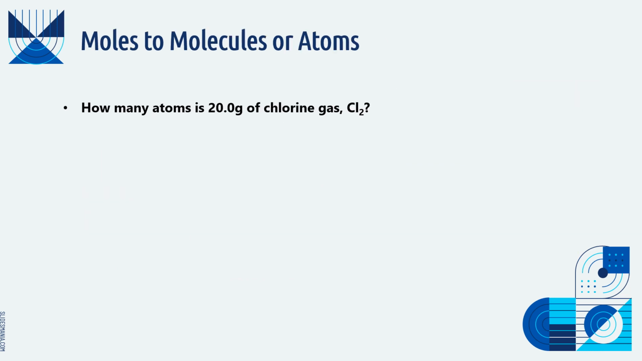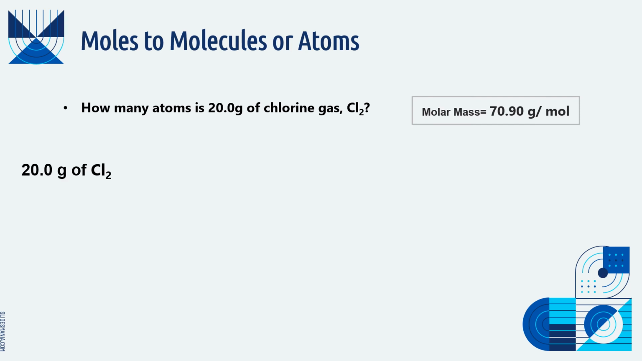Another example is this one. How many atoms is 20.0 gram of chlorine gas? So, the molar mass of chlorine gas is 70.90 grams per mole. Ito ay kinompute na natin. Kailangan nating i-compute to. So, itong 70.90, that's not given. We have to compute it. So, molar mass, ang na-compute na value is 70.90 grams per mole.